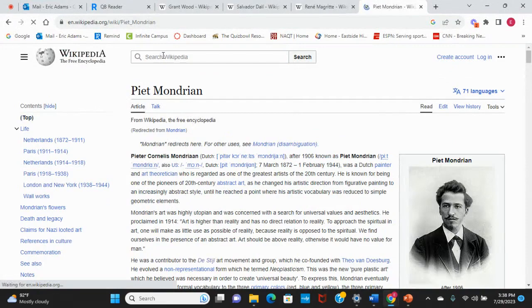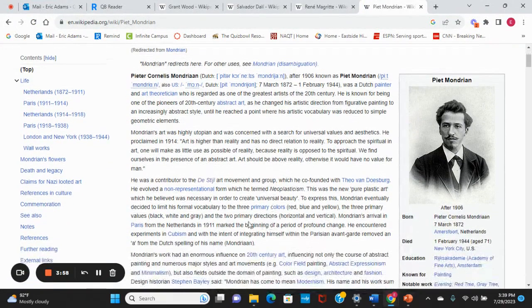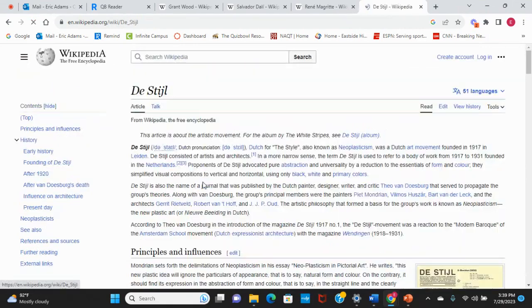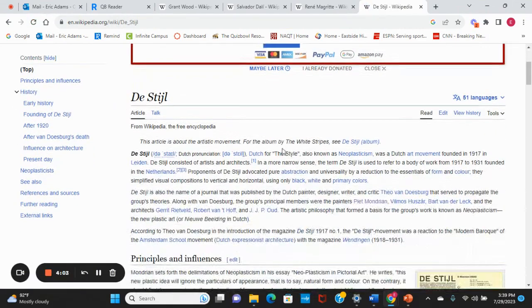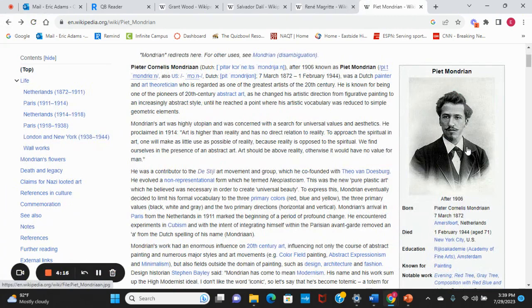Mondrian, a Dutch painter. And there it is. He's a major contributor to the De Stijl art movement, which is just merely, as you can see here, the style, as it were. But that comes up somewhat in Quizbowl as well. So you should just quickly take a look at the entry right here of De Stijl.